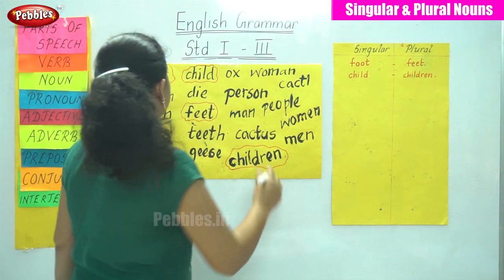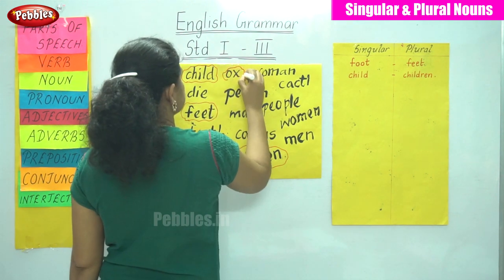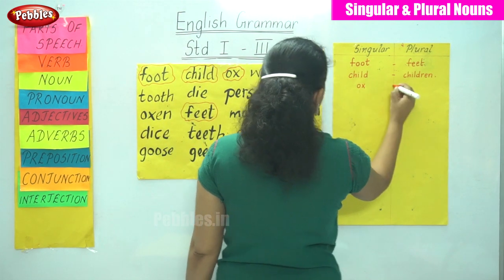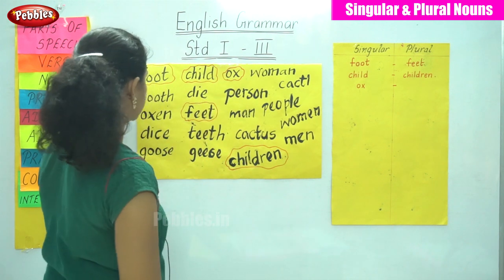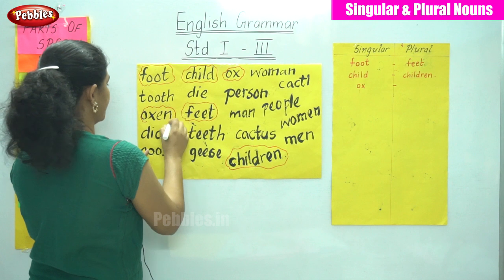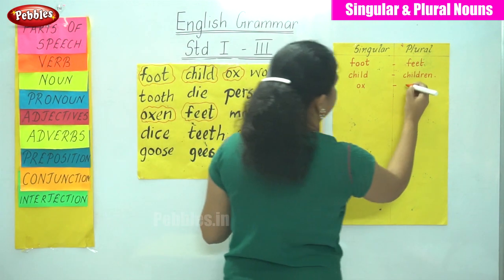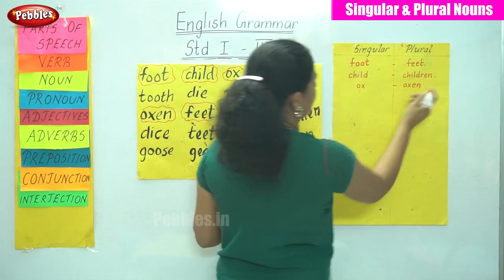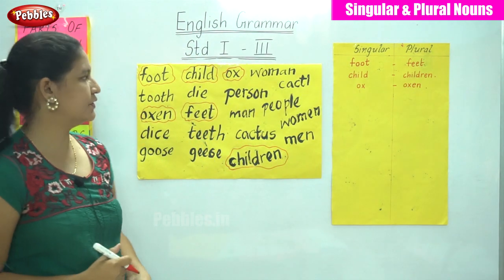The next word we have is ox. The singular is ox and the plural for ox is oxen. So I have the word oxen. So ox singular, oxen plural.